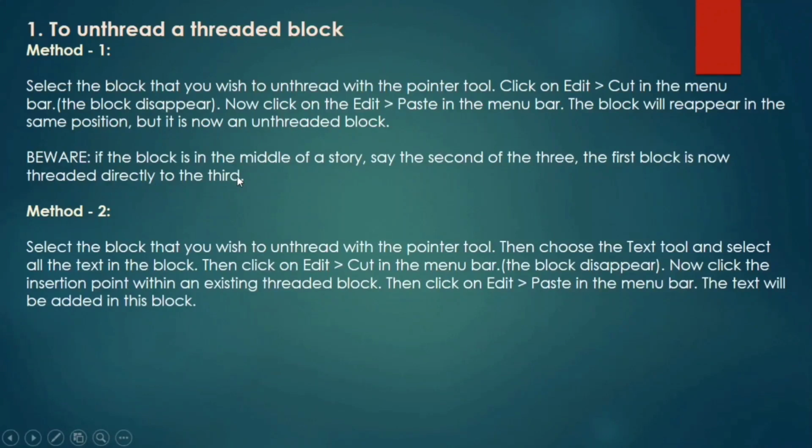Method 2. Select the block that you wish to unthread with the pointer tool. Then choose the text tool and select all the text in the block. Then click on Edit, Cut in the menu bar. The block disappears. Now click the insertion point in an existing threaded block. Then click on Edit, Paste in the menu bar. The text will be added in this block.